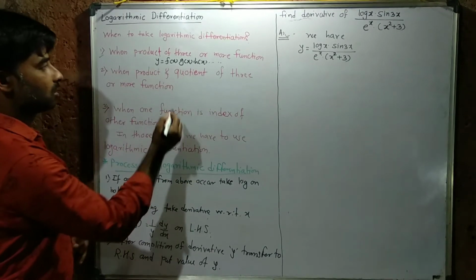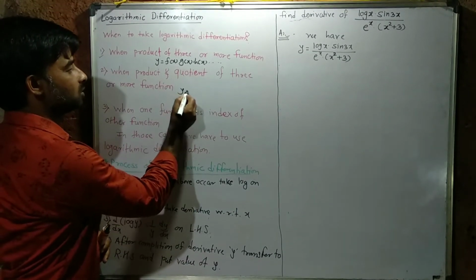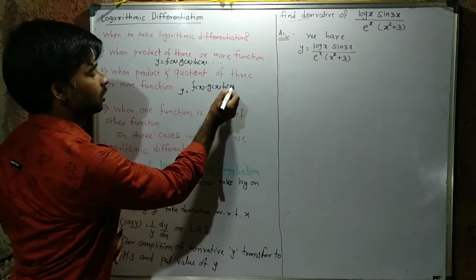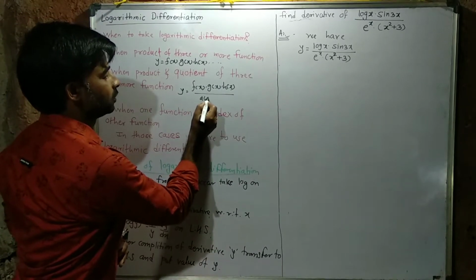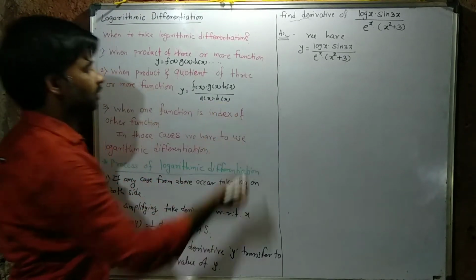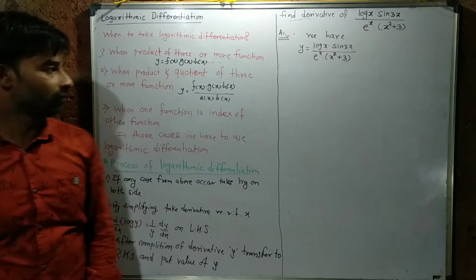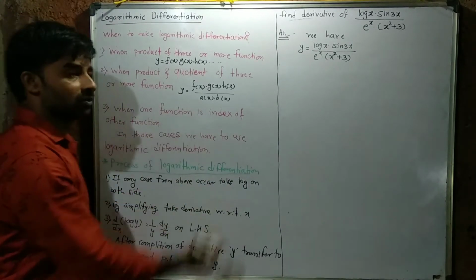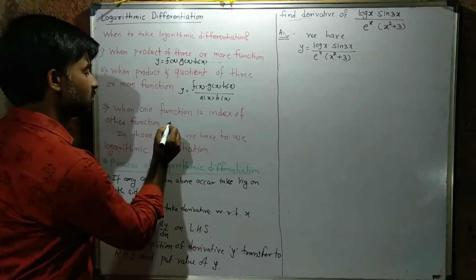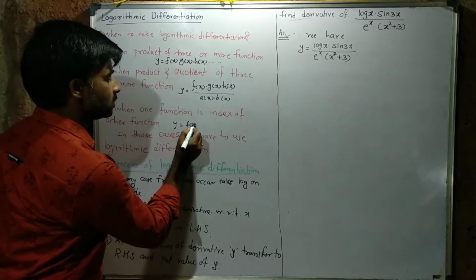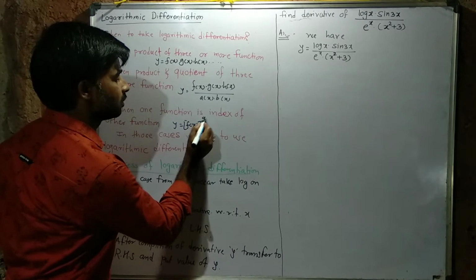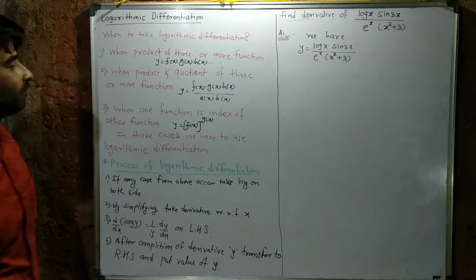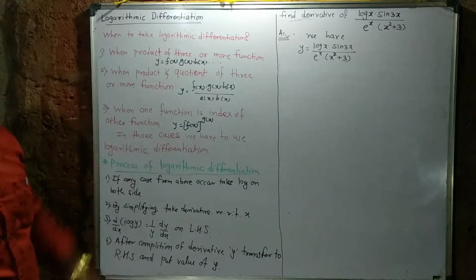When a product and quotient of three or more functions, that means y is equal to f of x into g of x into h of x divided by a of x into b of x, like that one. At that time we have to take the logarithmic differentiation. Next one is when one function is index of other function, that means it is a power of other function. That means y is equal to f of x to the power g of x, that means the index of that f of x. At that time we have to perform the logarithmic differentiation.